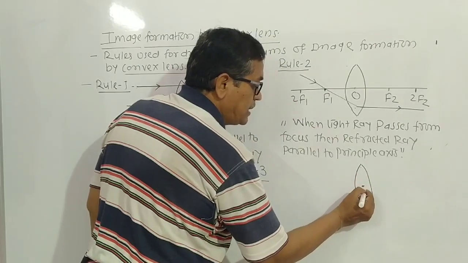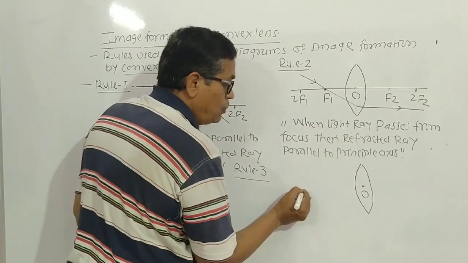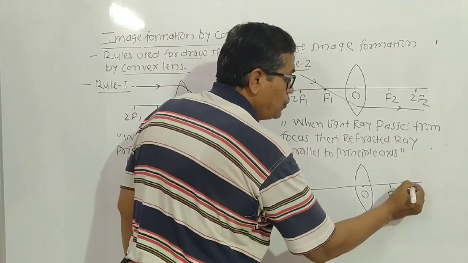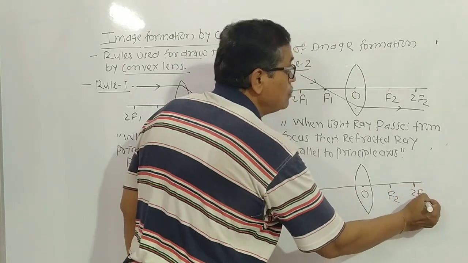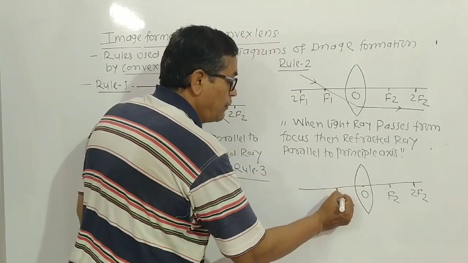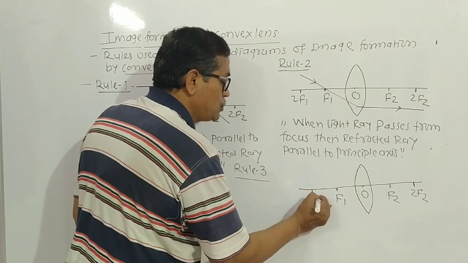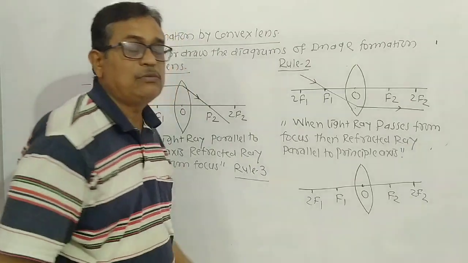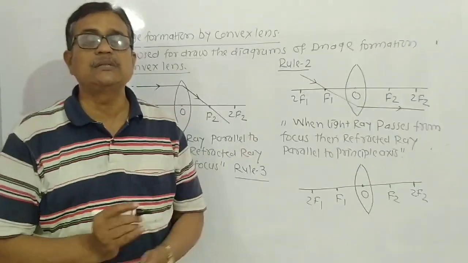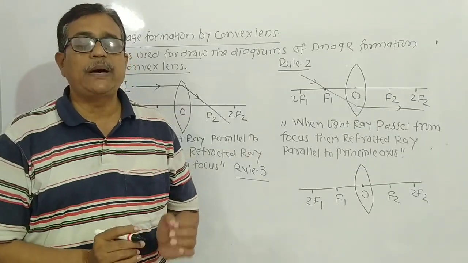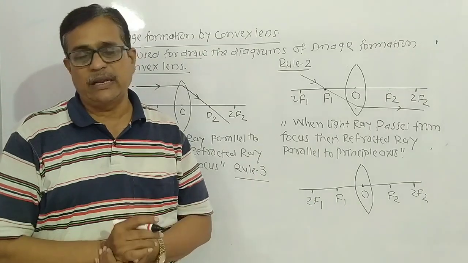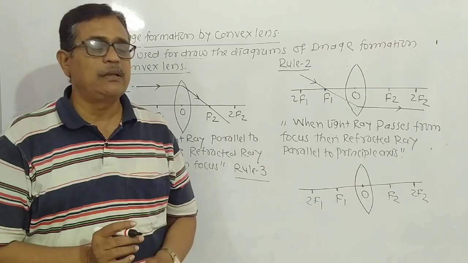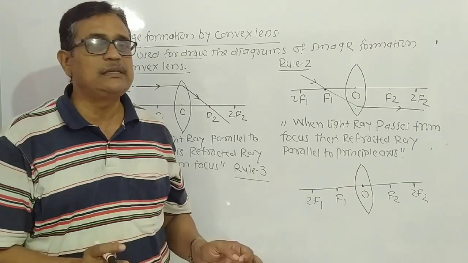Here optical center O. Then you know here a principal axis. Here F2, here 2F2, here F1, and that is 2F1. Dear student, any light ray which passes from the optical center O, it passes without changing the direction. It passes straight. It traces the same path. It passes straight, no change in direction.